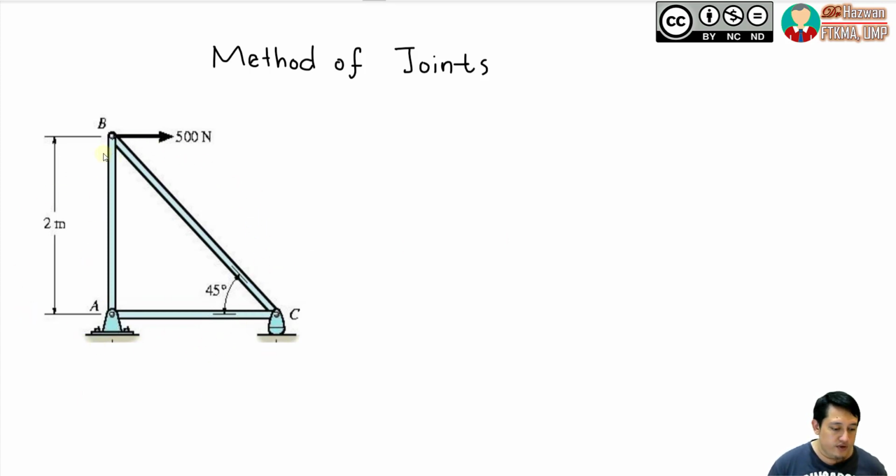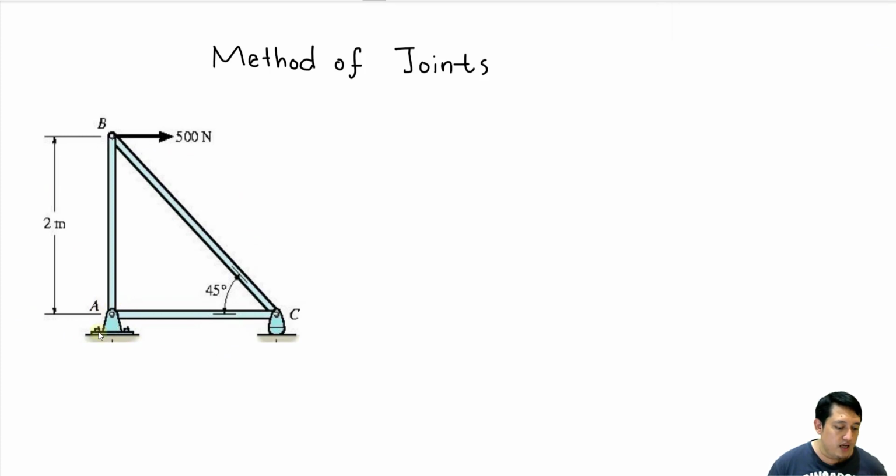As you can see for this truss, at point A we have something that is fixed on the ground, and at joint C we have a roller, and then at joint B we have an external force which is 500 Newton. Now I'm going to show you how we can calculate the force inside the members AB, BC and also AC. First, we need to draw the free body diagram of this truss.